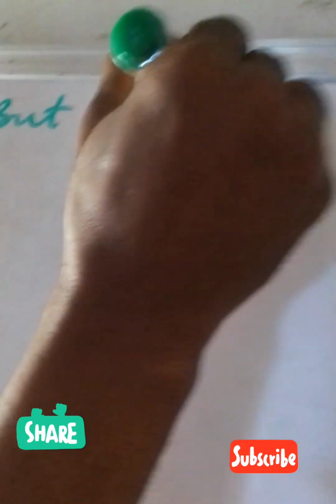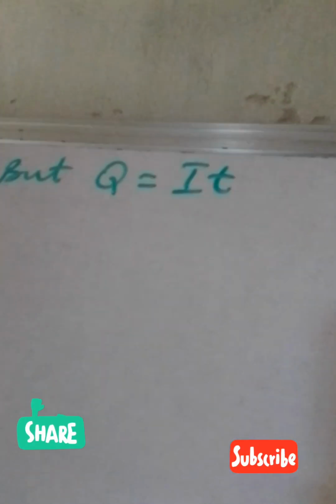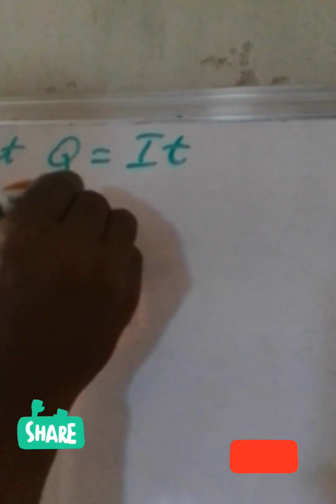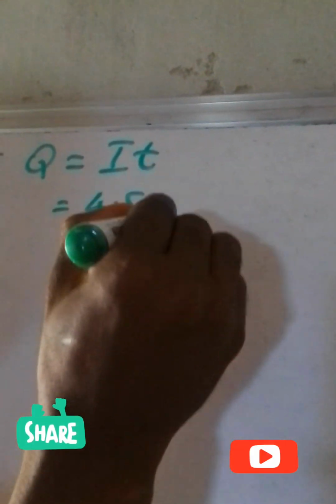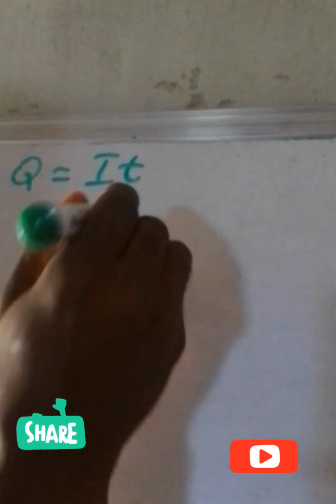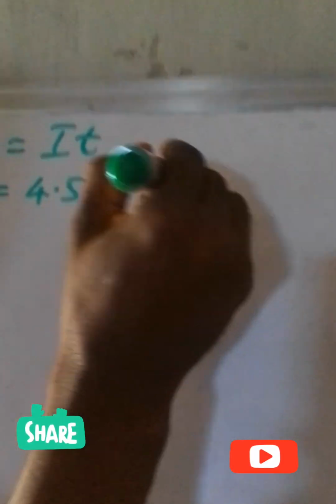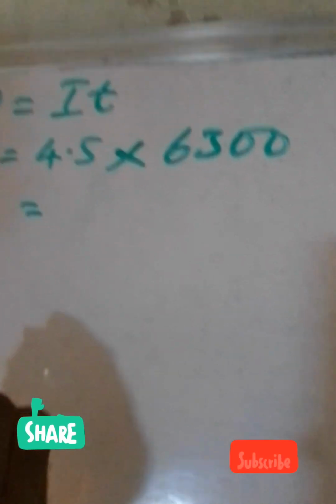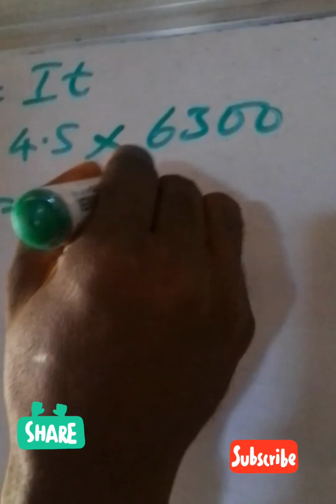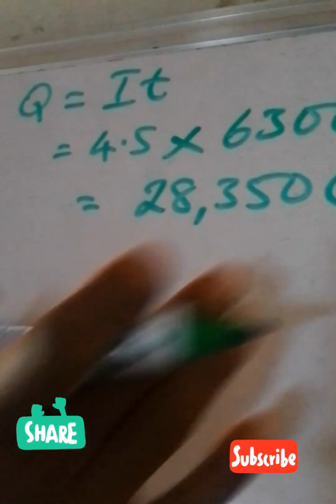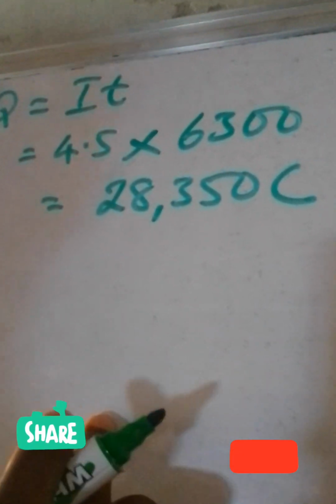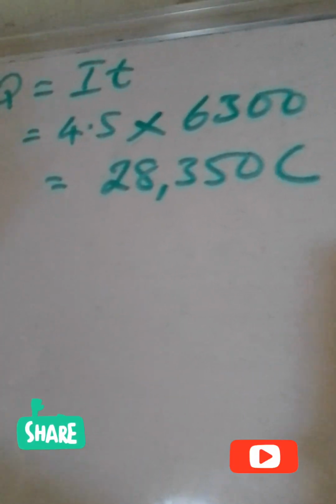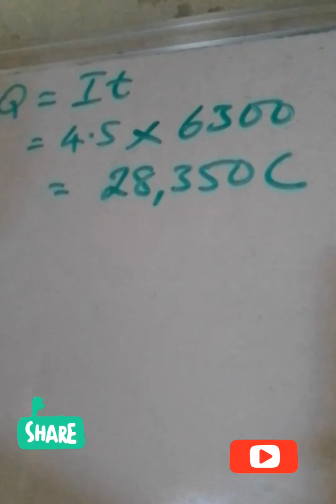But remember, quantity of charge is the product of current and time. So the current involved is 4.5 amperes. So this 4.5 amperes multiplied by the time, 6,300 seconds, you are going to get 28,350 coulombs. This is the amount of charge involved in the electrolysis.